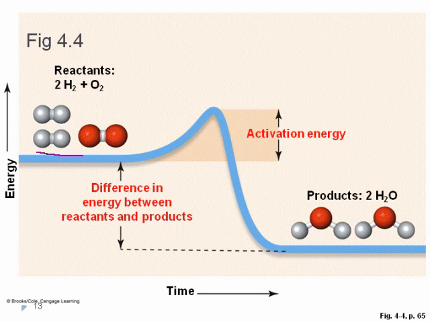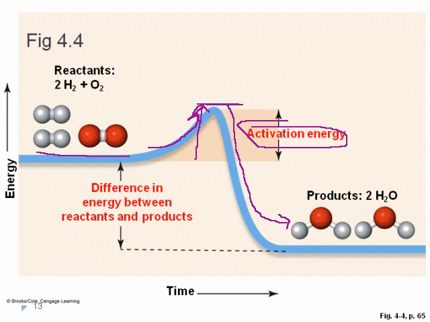So we can think about it like a hill. Once something is at the top of the hill and you let it go, it's easy for it to roll down the other side and become product. But to get a ball up a hill takes a little bit of energy. You have to have a little bit of energy to get the ball up the hill. So you have to invest some energy, some activation energy, to get it up there, and then you can let it go and it can become the product.